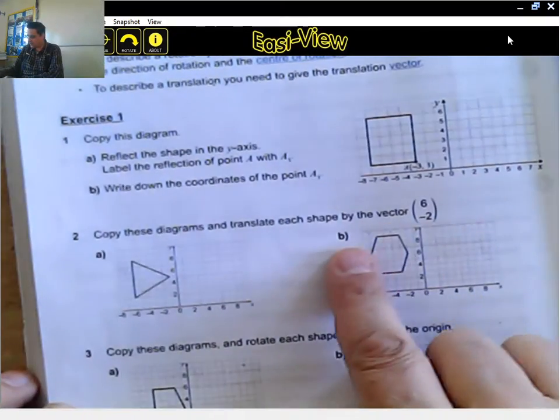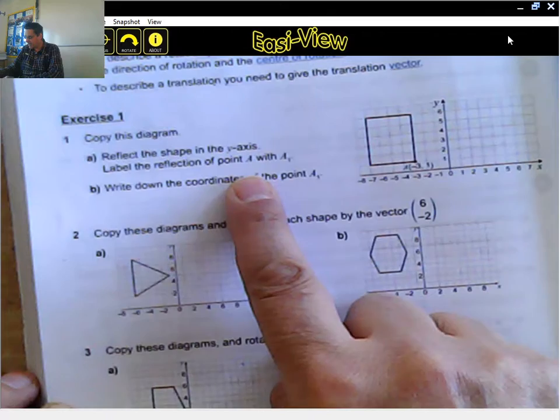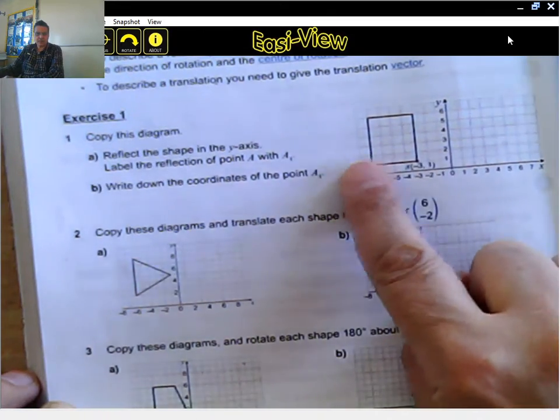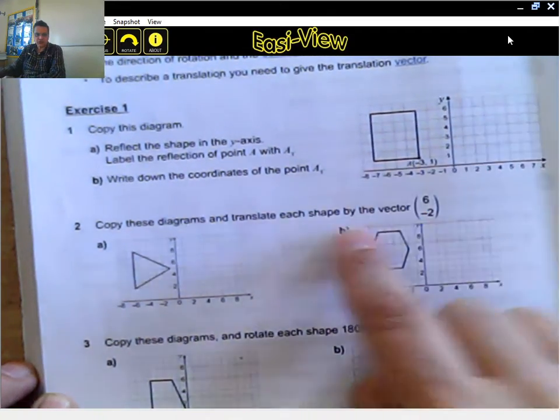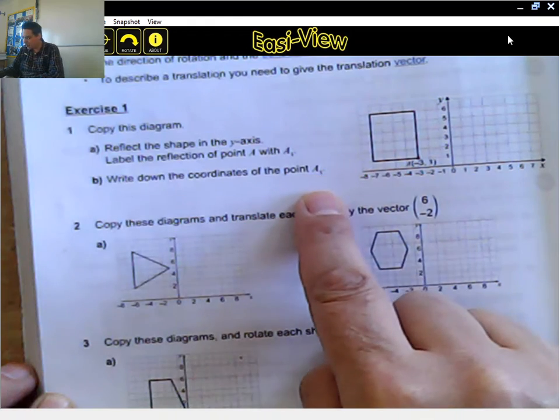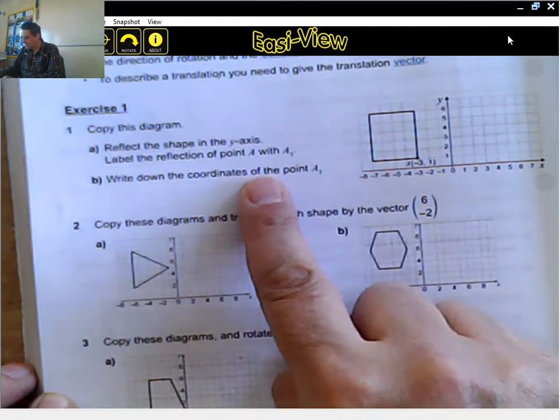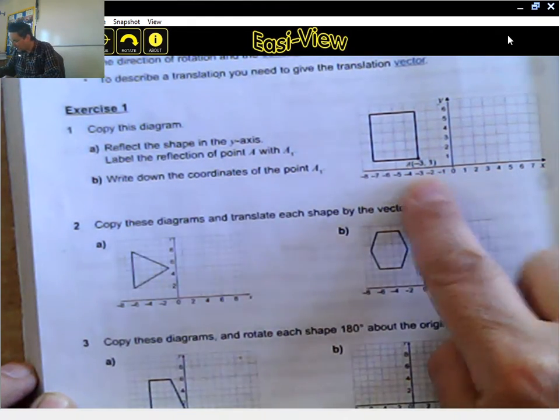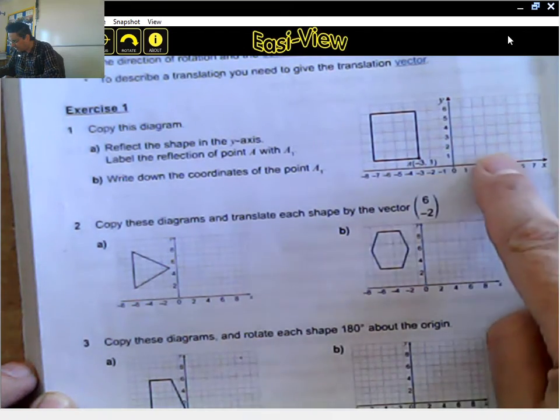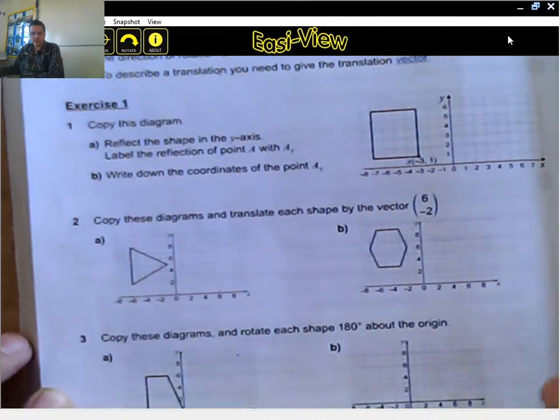So question 1, reflect shape A in the y-axis. That's going to go ping over to this side. You just draw it and write down the coordinates of A1, which is the image of coordinate A. So if that's minus 3, 1, I reckon it's going to be 3, 1 upon reflection. Just have a little go.